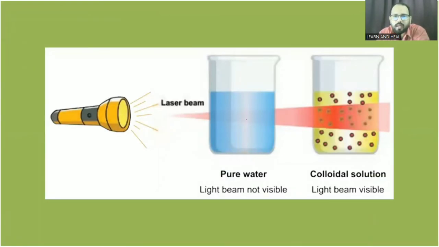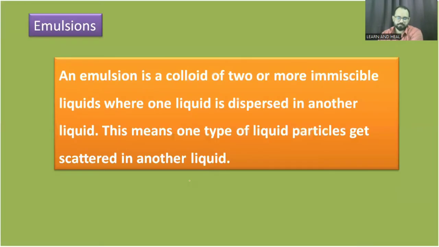When a laser beam is passed through pure water, there is no path we can see. But the same light, when you pass through a colloidal solution, you can clearly see the path. So this is what they are telling. When light is passed through colloidal solution, you can see the path of the light. This effect is what we call the Tyndall effect. And this path of the light is what we call the Tyndall cone. So in true solution, that is not visible.